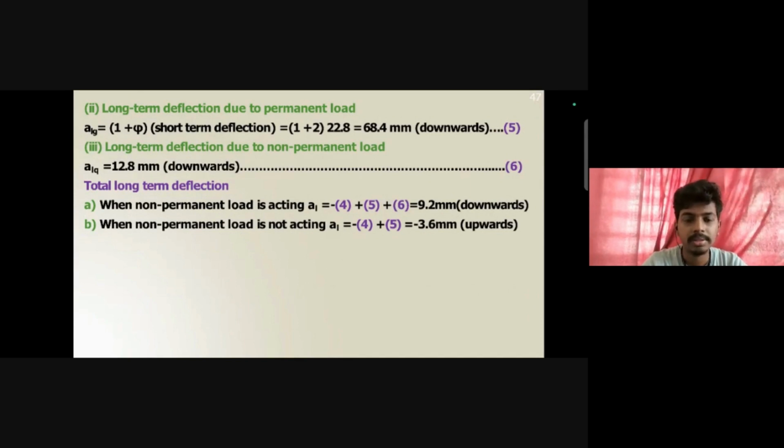So the total long-term deflection, when the non-permanent load is acting, adding 4, 5 and 6, is 9.2, which is acting downwards, and when the non-permanent load is not acting, it is minus 4 plus 5, which is minus 3.6, which is acting upwards.